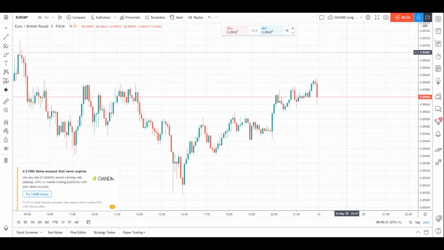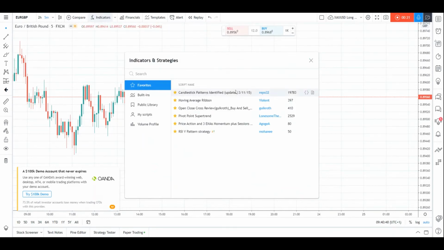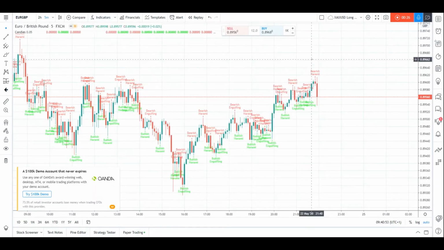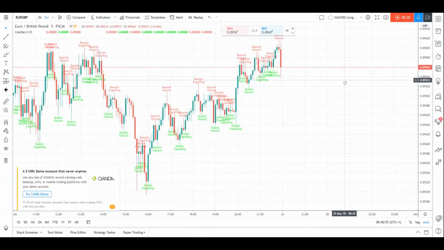So basically what I'm going to be doing is talking through the Euro Great British Pound. You can see up here, EUR/GBP. I'm going to go through numerous time frames, but first I'm just going to show you the script that I'll be using. So I'm just going to go to indicators here. I'm going to add the candlestick pattern. Now that's been added, we see all this.